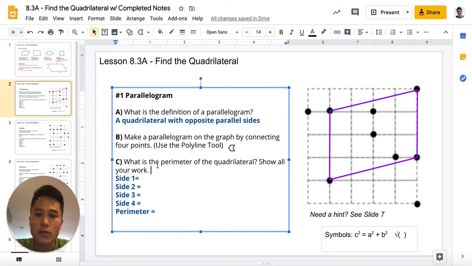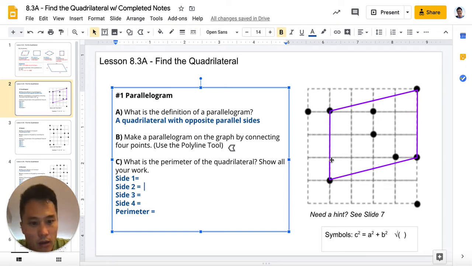Okay, the last part is where you have to find the perimeter of the quadrilateral. So remember, to do that, we have to find the lengths of all of the sides. You can determine what you want as side 1 and side 2 and side 3 and so on, because in the end it doesn't really matter because you're going to be adding them all up.